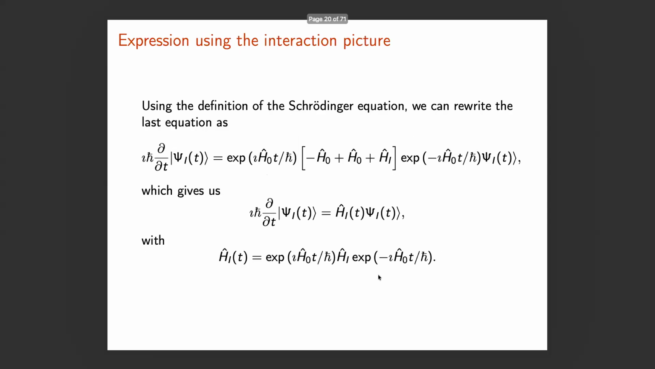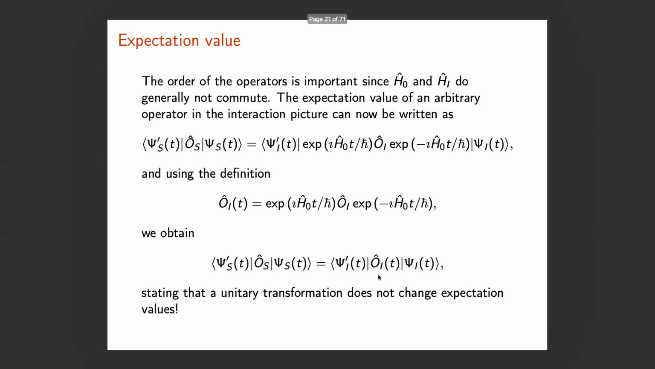But you can also express things with the interaction picture. And then when you look at the expectation values in these different pictures, you know that in the Schrödinger picture, this is the way you would define an expectation value of a given operator. And you can actually show that the expectation values in the different pictures, this I here is for the interaction picture, should obviously be the same.